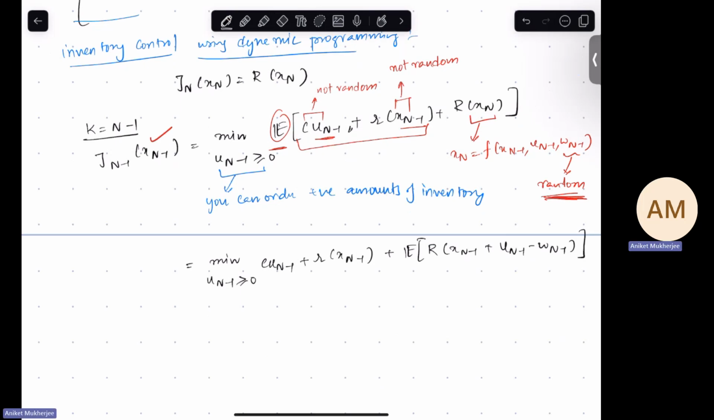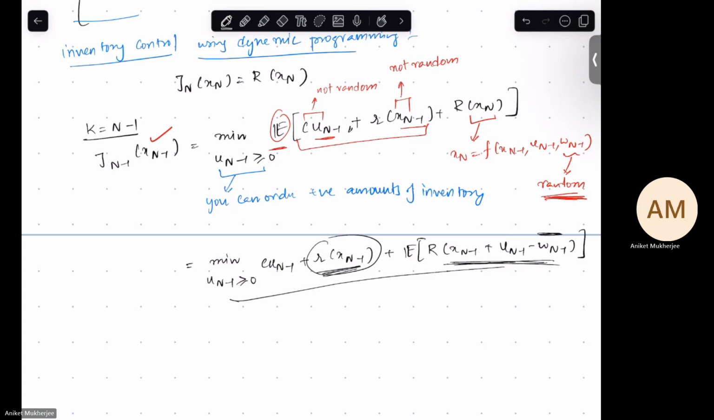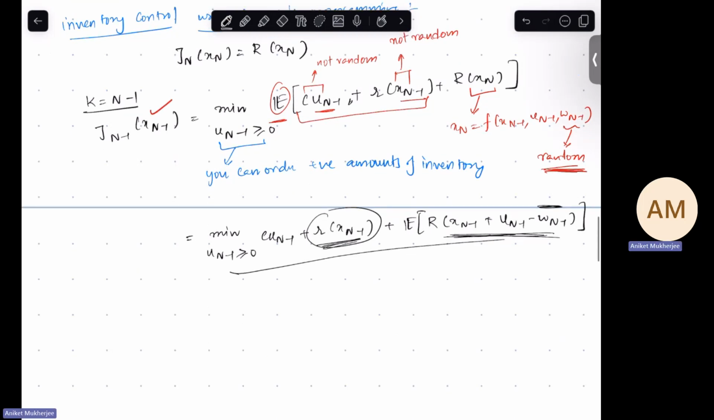We'll leave it here for now. In the next, while doing the example, I'll try to come up with a cost function and also some statistical assumptions for wn-1 and also some constraints on xn-1 plus un-1, and we try to solve so that we get a closed form solution of the optimal policy. Okay. So before that, I just want to do it for Jn-2(xn-2).